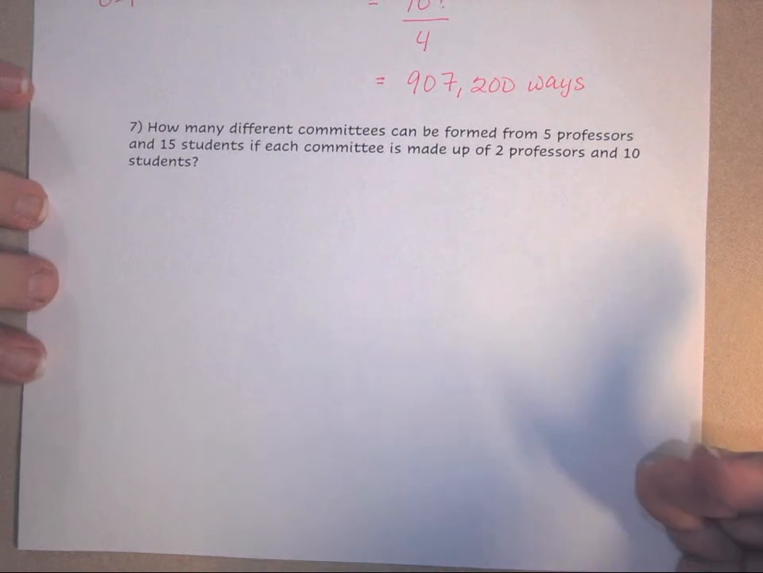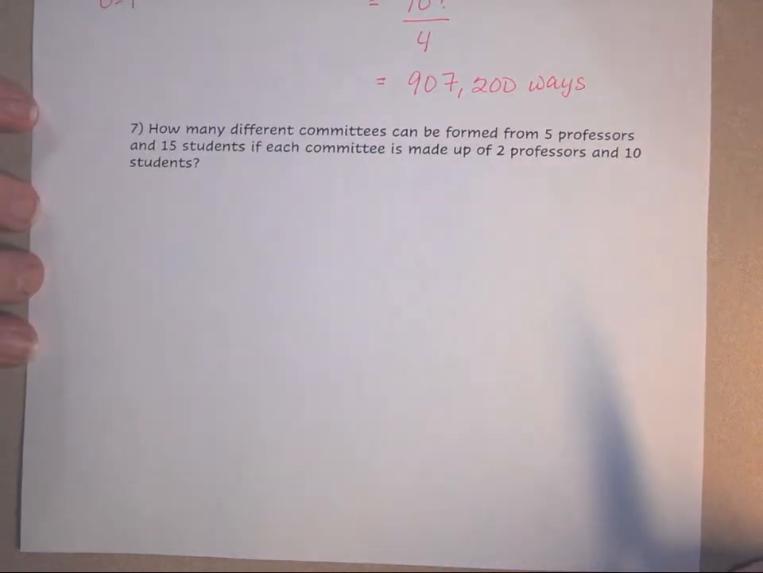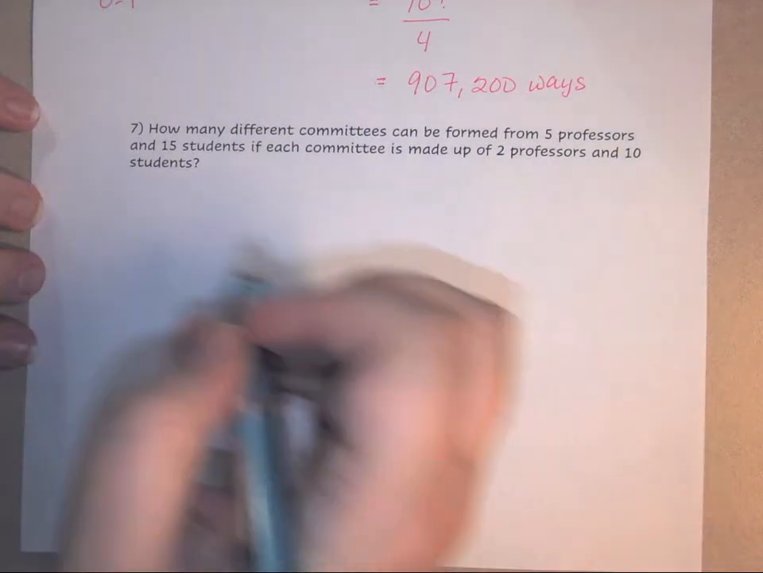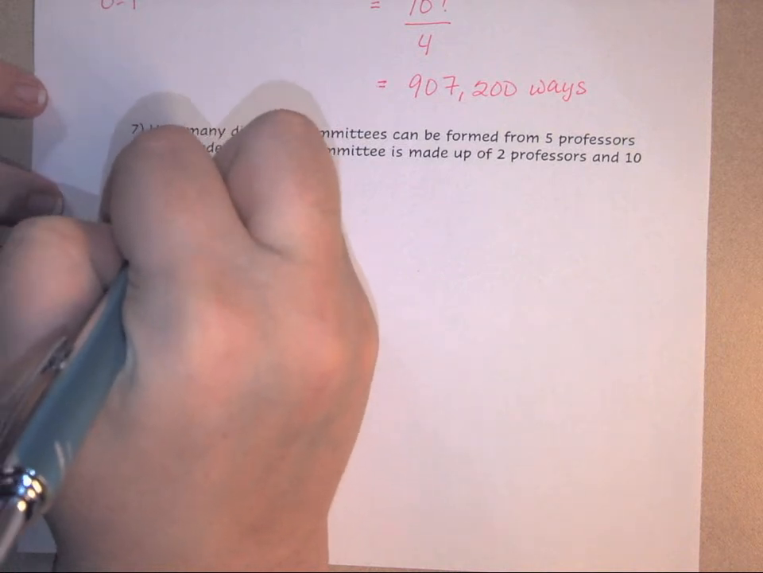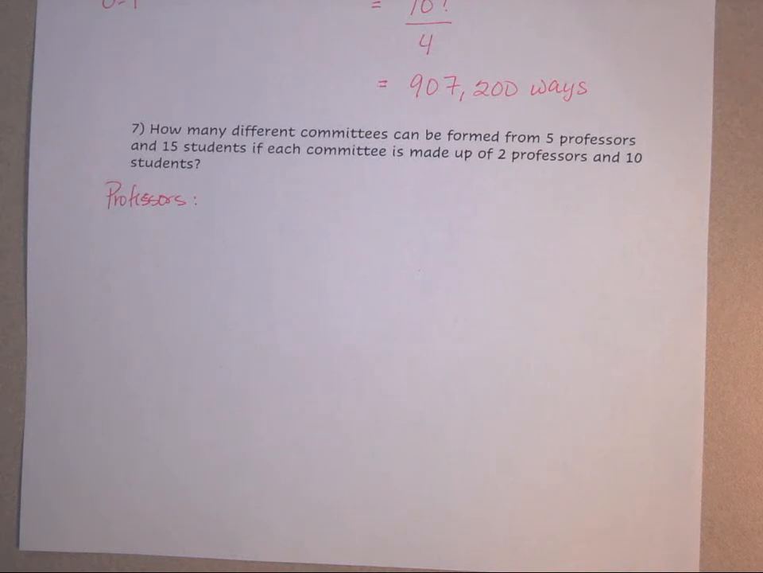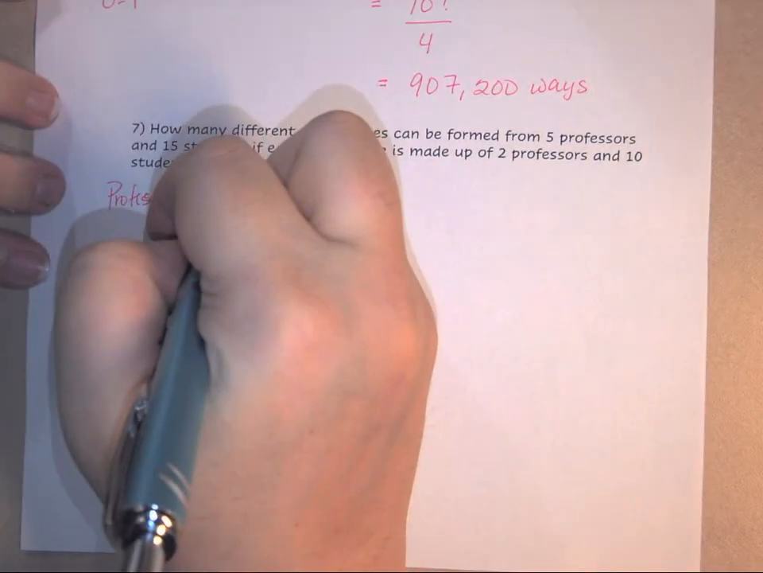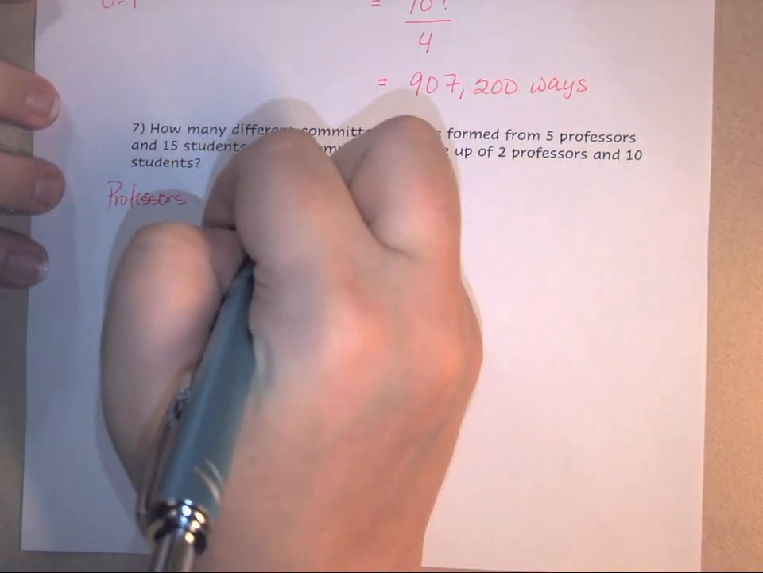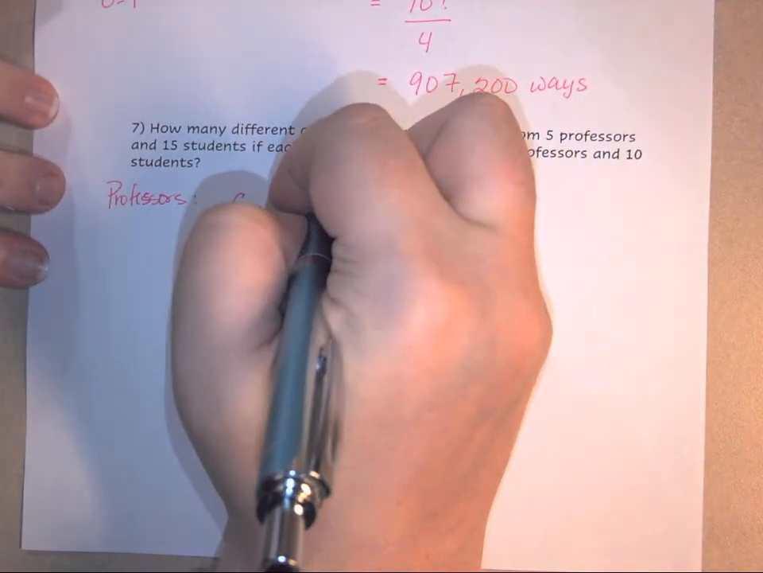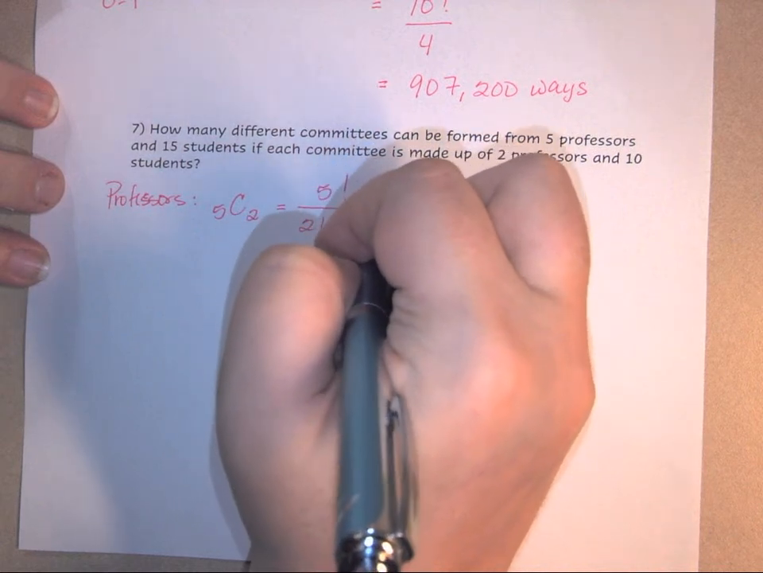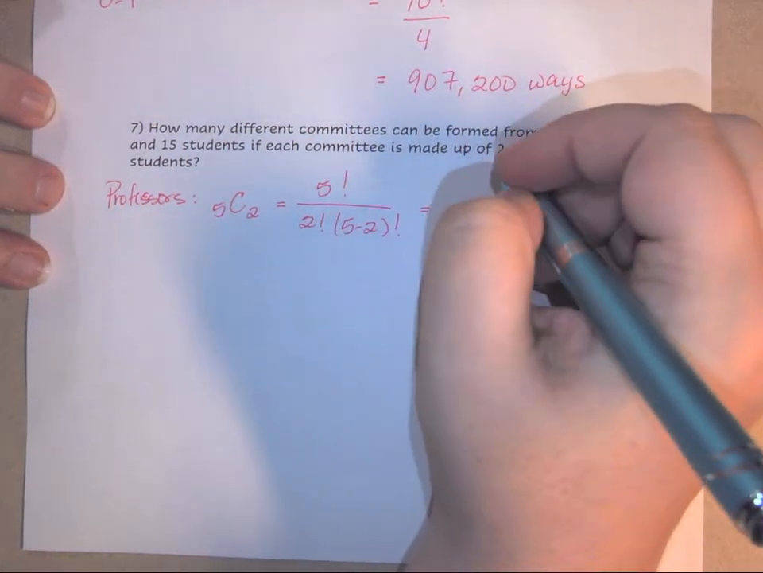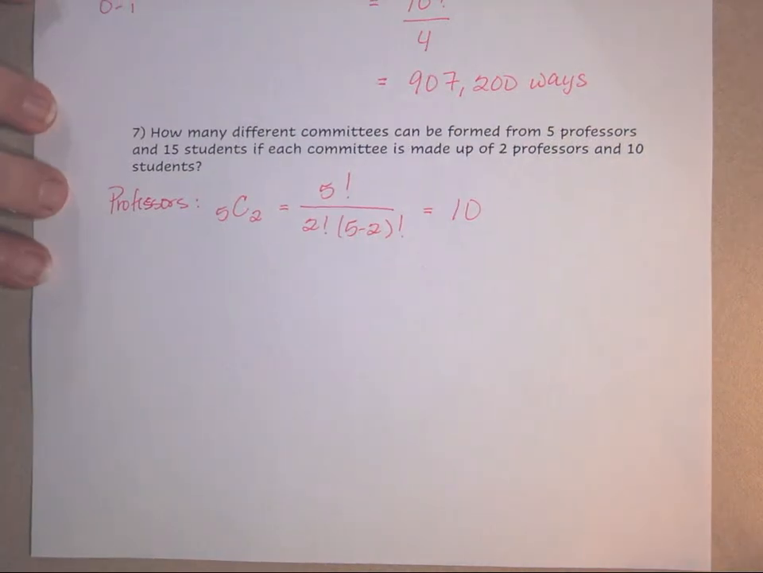Last but not least, in how many different committees can be formed from 5 professors and 15 students if each committee is made up of 2 professors and 10 students? So the first thing I need to look at is my professors. Here I have 5 choose 2. This is 5 factorial over 2 factorial times 5 minus 2 factorial, which gives me 10 as a result.